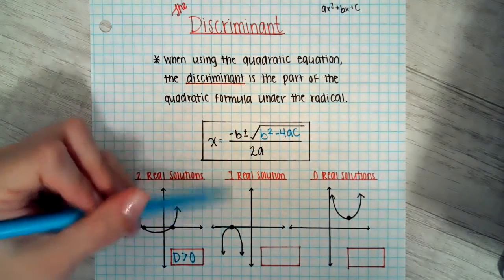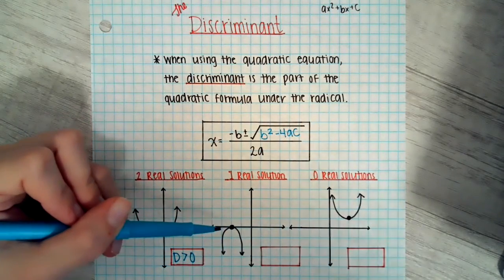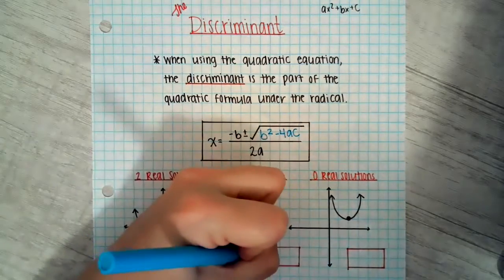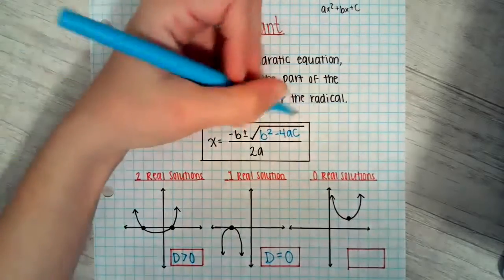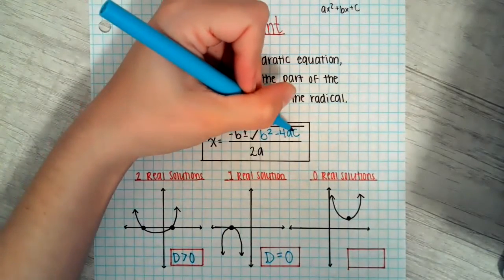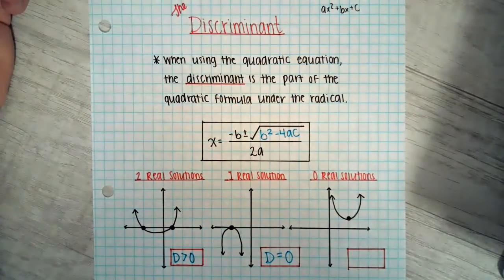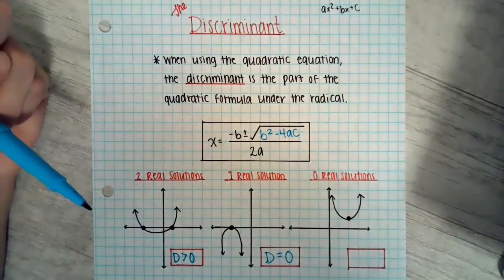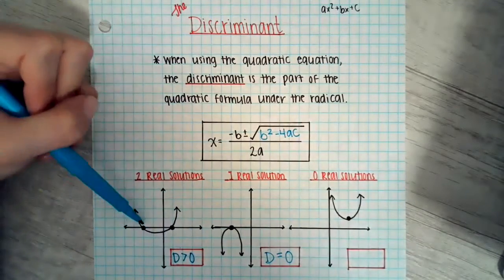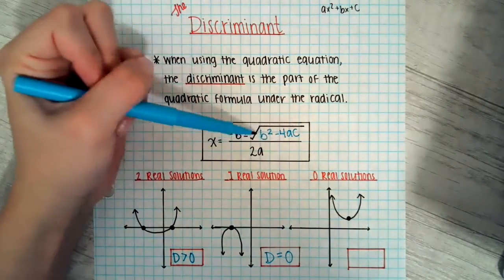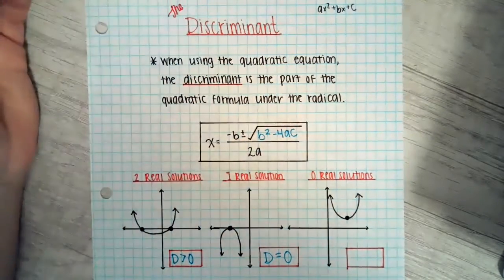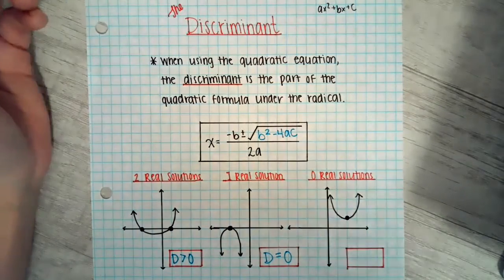When we have 1 real solution, that is when our discriminant equals 0. So this b squared minus 4ac is going to give us a number. If that number is greater than 0, we have 2 real solutions. If this under the radical ends up being 0, we have 1 real solution.